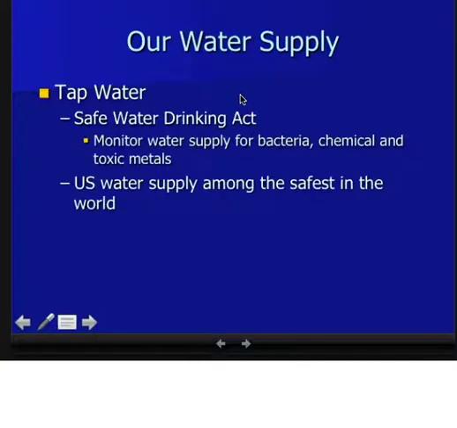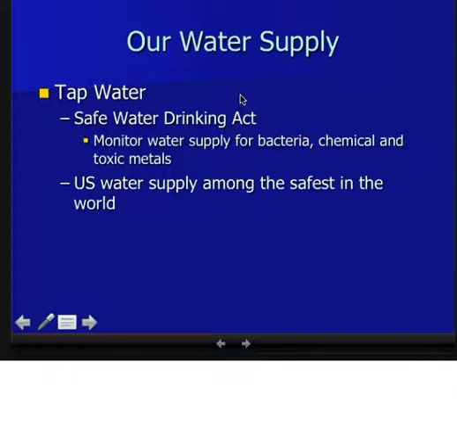Okay, where does our water come from? We get most of it out of our tap here in the U.S. The Safe Drinking Water Act was put into place by Congress to monitor the water supply for bacteria, chemical, and toxic metals. Our U.S. water supply is among the safest in the world because we have very, very good water purification plants in most major metropolitan and rural areas.